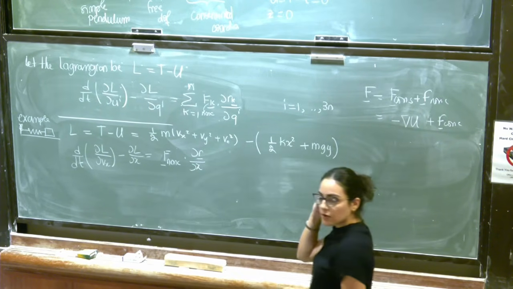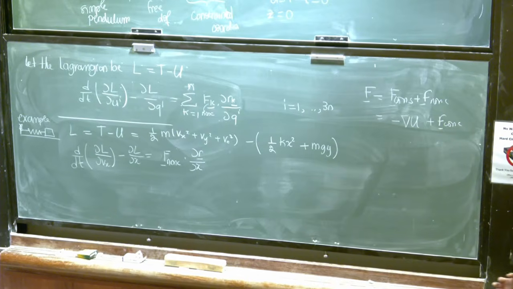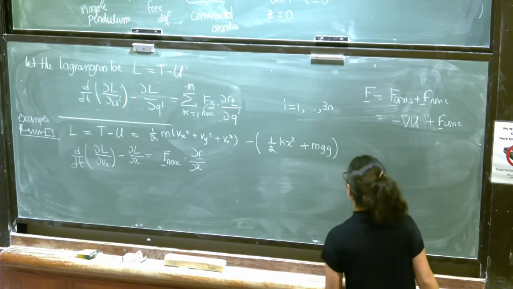What is F non-conservative here? Previously we had F to be Fc plus these conservative forces. What does F non-conservative become? It's just Fc, right? Fc, which is mu1 Ey plus mu2 Ez.